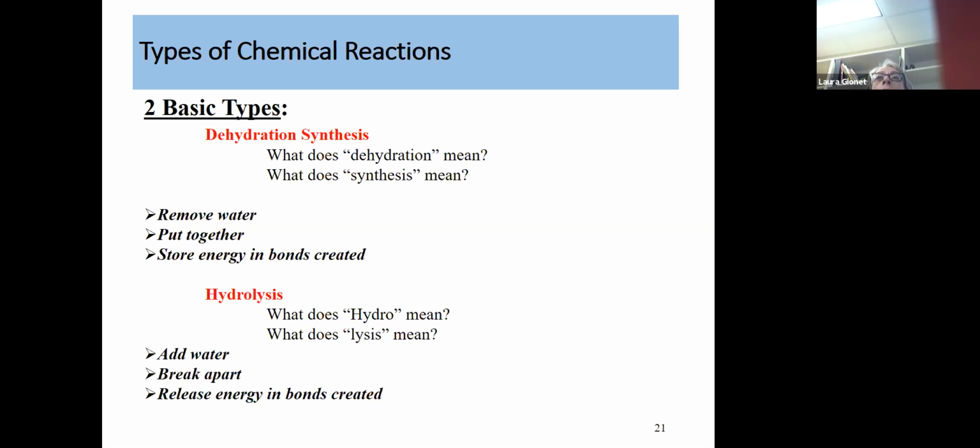Hydrolysis is the opposite. This is how we break apart a large molecule into smaller molecules. And it's exactly the opposite of dehydration synthesis. We add the equivalent of one water molecule, we break apart the molecule, break the bond, and we release the energy that was stored in those bonds. And this is how we break down food that we ingest. We have to break it down enzymatically. We have to break it down physically, of course, like chewing and so forth, tumble it around and stir it around, but we also break it down enzymatically. And that facilitates breaking things apart, adding water in this case, and breaking it apart and releasing energy.